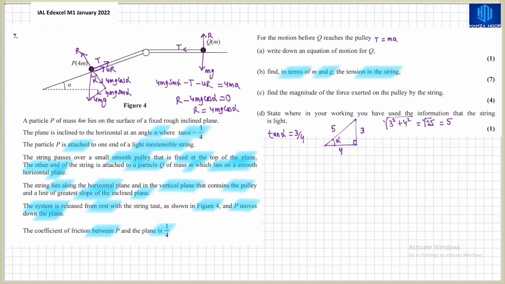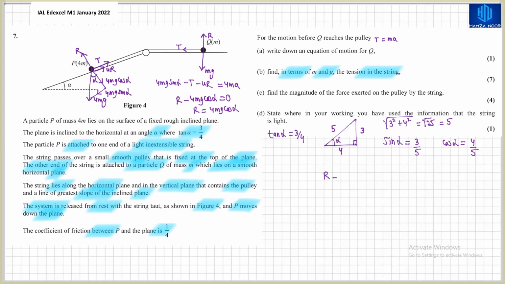All right. So the exact value of sin alpha is opposite over hypotenuse, meaning 3 over 5. And the exact value of cos alpha is adjacent over hypotenuse, meaning 4 over 5. So here we have found the exact values of sin alpha and cos alpha respectively.